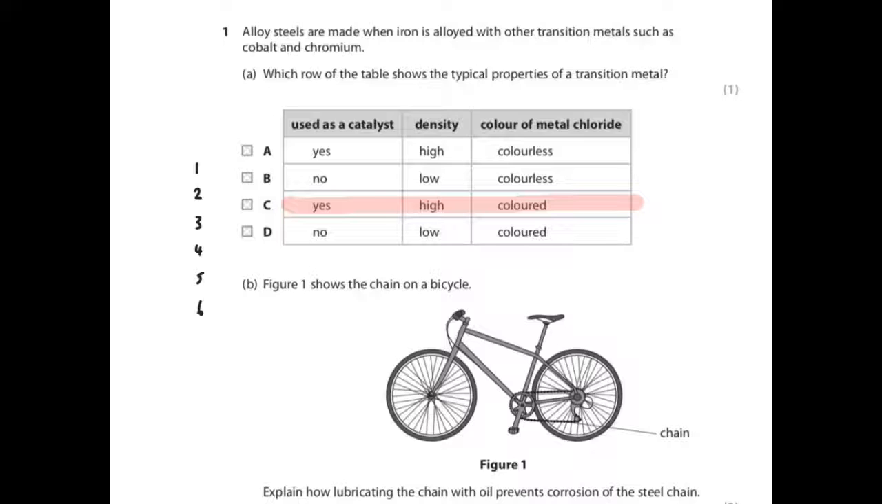But what you do need to know about transition metals are two things. They can be used as a catalyst to speed up industrial reactions, and that's unique, you need to learn that. And the other thing is they can form coloured compounds, whereas non-transition metals form generally white or colourless compounds. So for example, copper produces blue compounds, lead, yellow compounds, and so on.